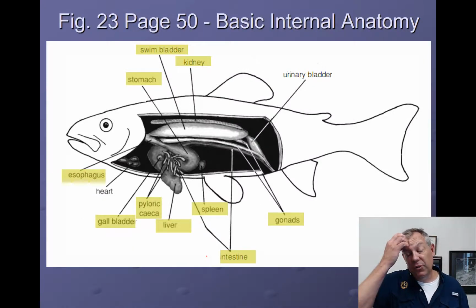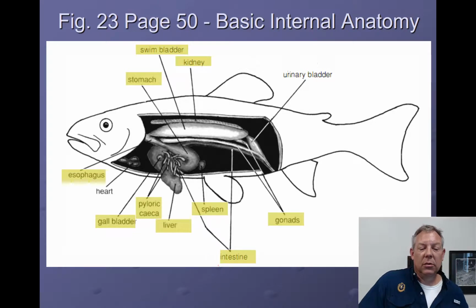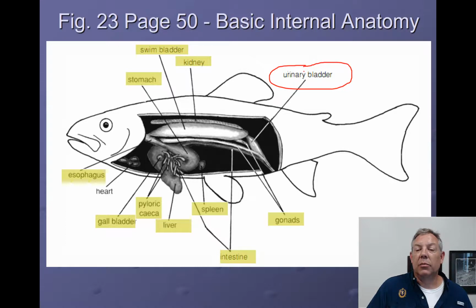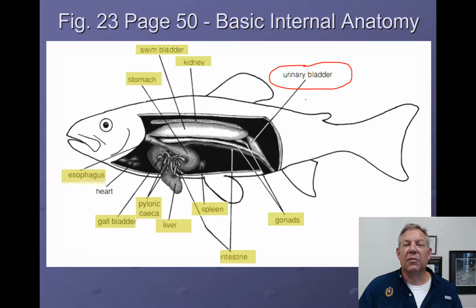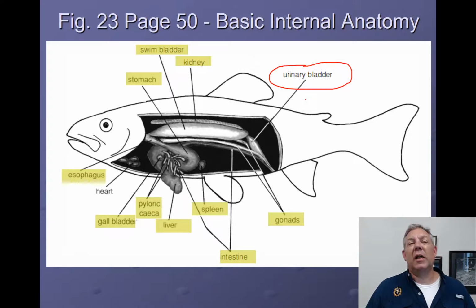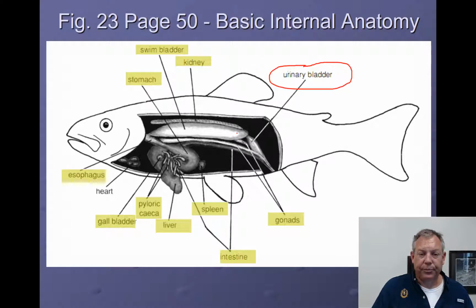Here's a figure from Fishes of Tennessee showing again the location of some of these items and things that I'm not asking you to know. For example, the urinary bladder. You should know where that is. It's just, in my experience, the bladder is very difficult to see in a fish. In a mammal, it's a lot bigger, it's a lot easier to see. So we don't often ask you to identify the urinary bladder, but you should be able to figure out where it is.